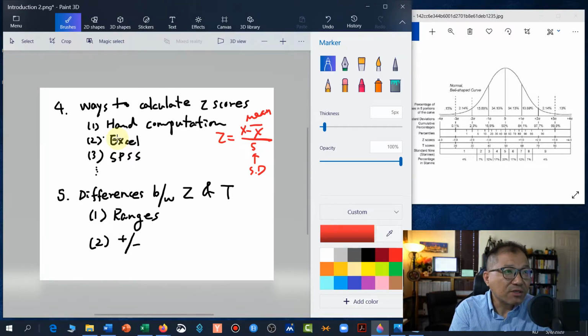My recommendation to calculate z-score is to use SPSS. That is relatively easy. Just by clicking one box, you will get the z-scores. Okay, so I will demonstrate those 3 ways to calculate z-scores. And I would also talk about some differences between z-scores and t-scores in terms of how they range in scores. Which one has positive and negative scores on the standard scores.